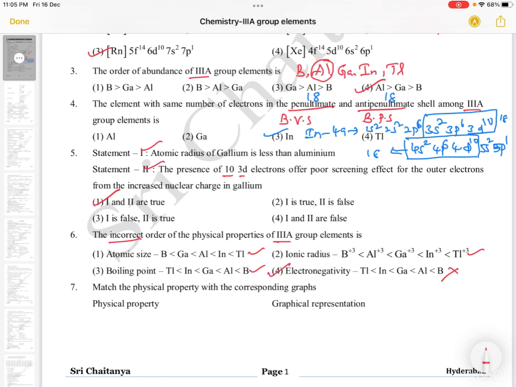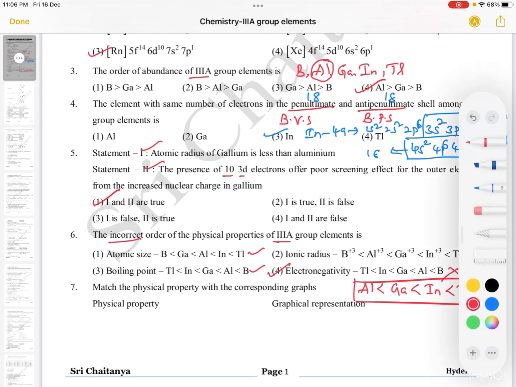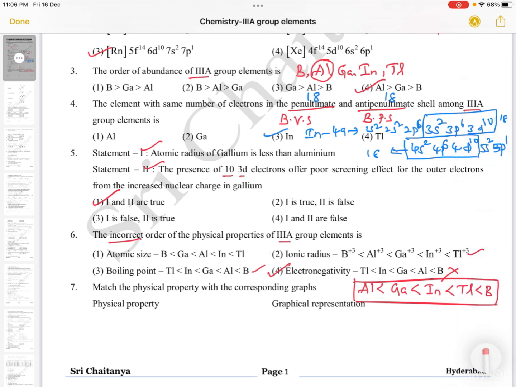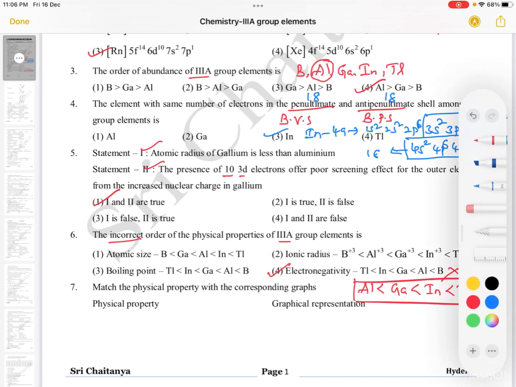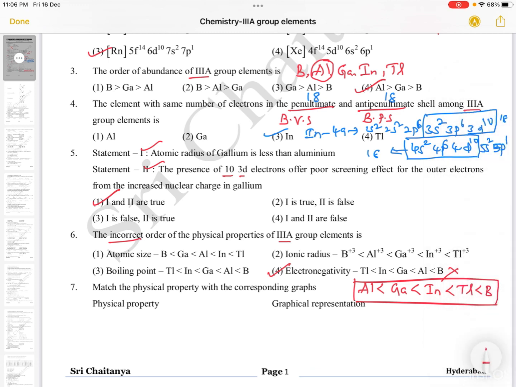Actually, the correct order of electronegativity, if you see: least electronegative is aluminium. After aluminium, gallium is least. Then after gallium, indium will come, then thallium, then boron. So this is the correct order of electronegativity. So which option is it? Third is correct. Sorry, fourth one is correct for this question.